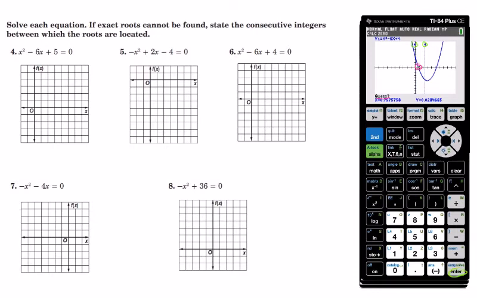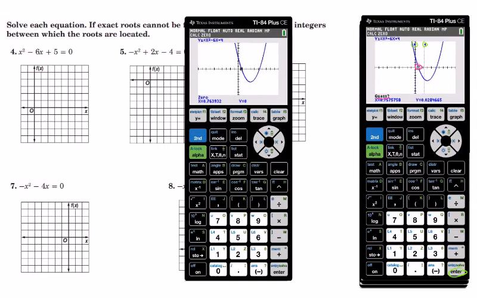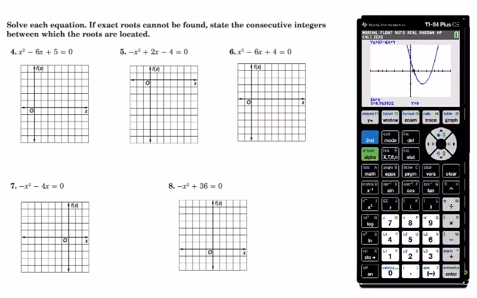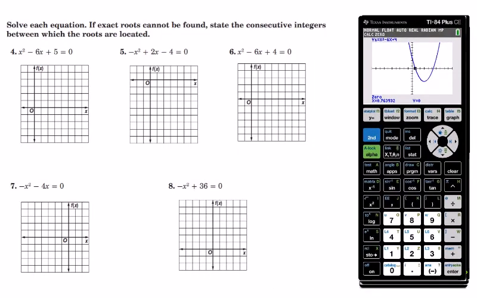Okay, so left bound, get to the left, push enter. Right bound, get to the right, push enter. And then it'll say guess, and then get as close as you can, and push enter. And what you'll see after that is a solution. Okay, so it'll say 0, and then it gives you the value for x. Okay, and then of course that's where y equals 0, right? So that's an exact value, or not exact, excuse me, but more precise, right?